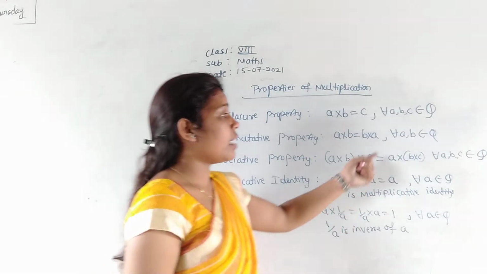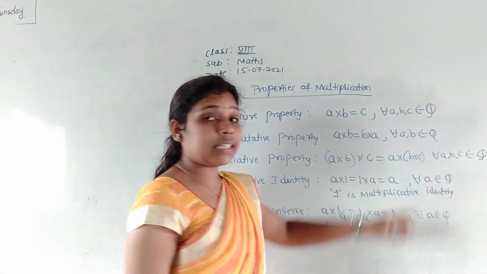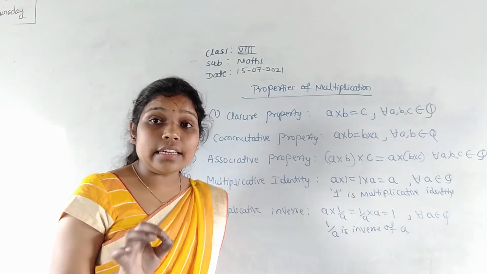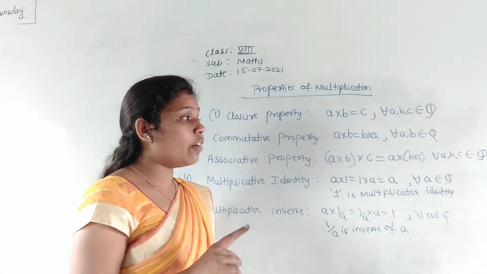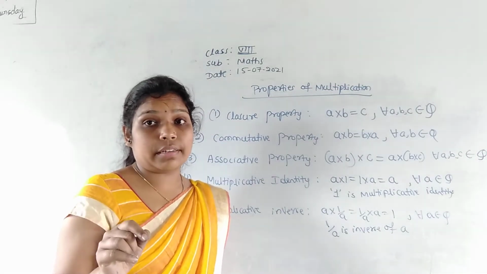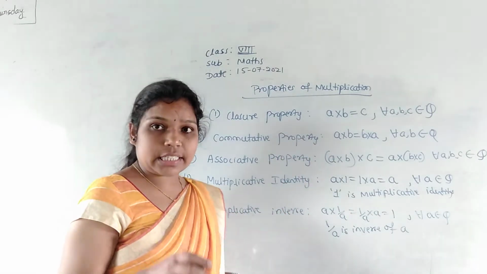Why do we have to write this condition, for all? For all means you can take any number in the rational numbers. That means it is satisfied for all rational numbers. Take any rational number, and this property will be satisfied here.